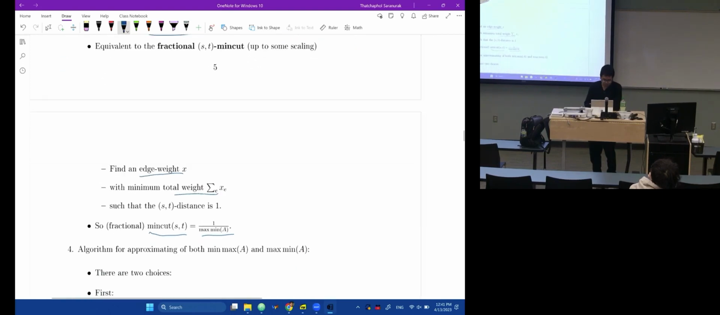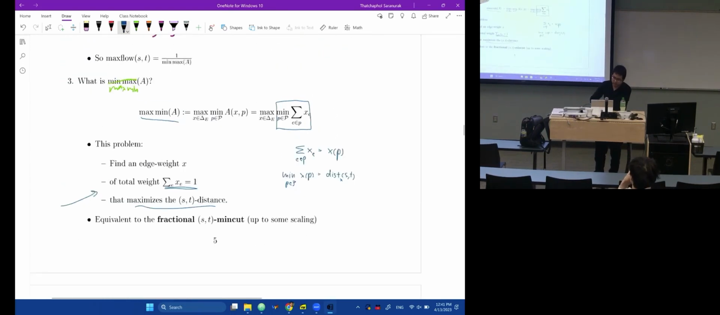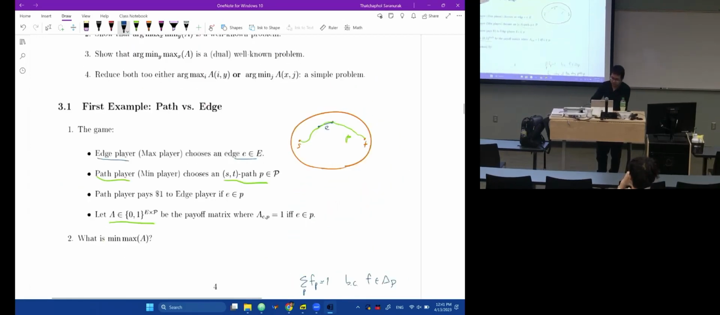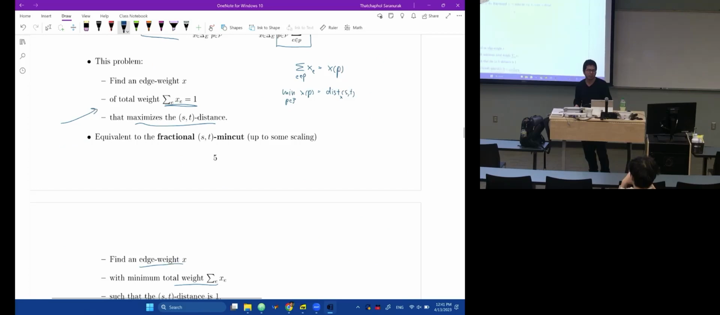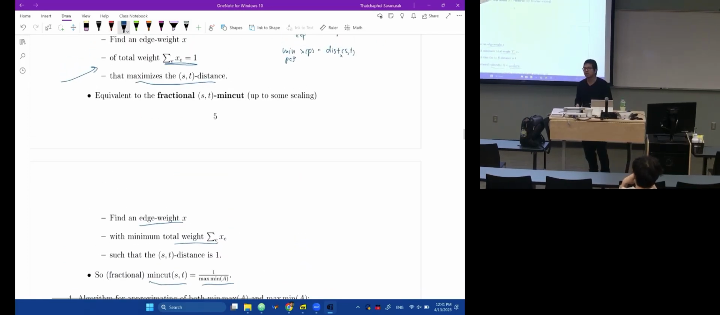Okay, so now you see that we start with this innocent looking game, and it actually captures the min cut and max flow problems. So if we want to solve this game, if we can construct a strategy for both max and min player, then you will find min cut and max flow. Okay, so let's do it, and let's see how to get the strategy for both min cut and max flow.